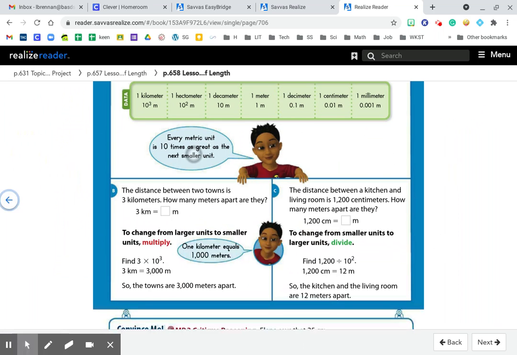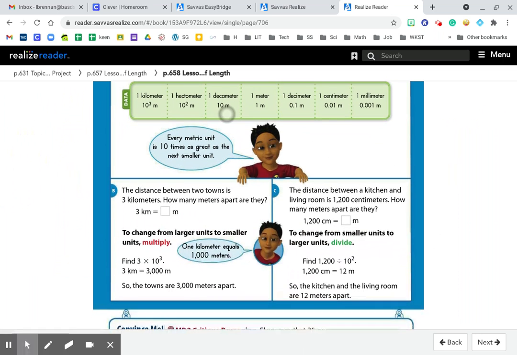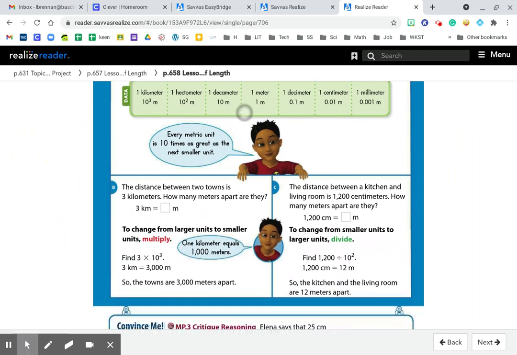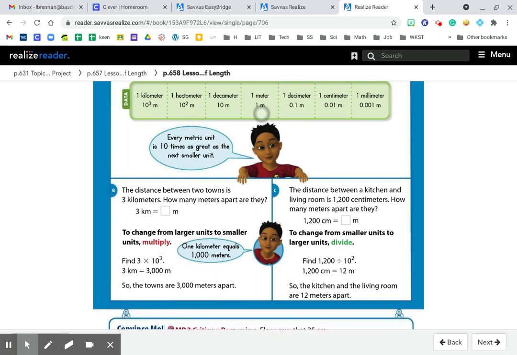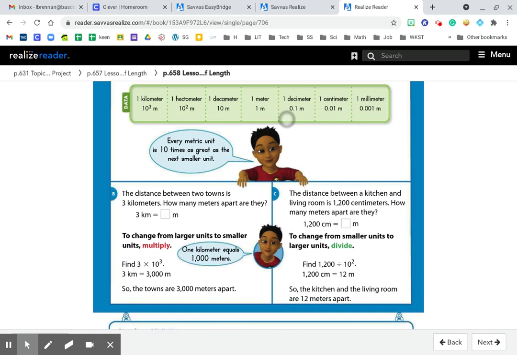Every metric unit is 10 times greater than the next smaller unit, just like our place number system. So if you start at a meter, the decameter is 10 times the meter. The decimeter is 100 times, hectometer is 100 times, and the kilometer is 1,000 times. If you go in the other direction, it's 1/10th, 100th, and 1,000th.